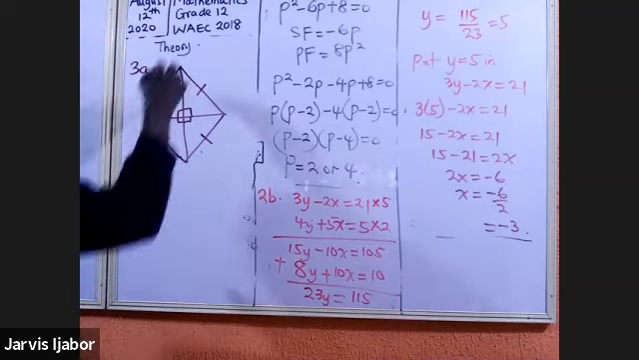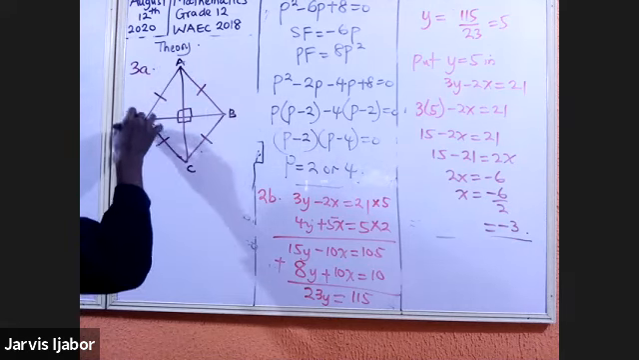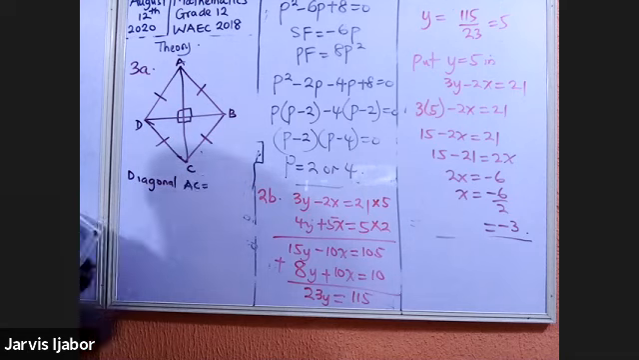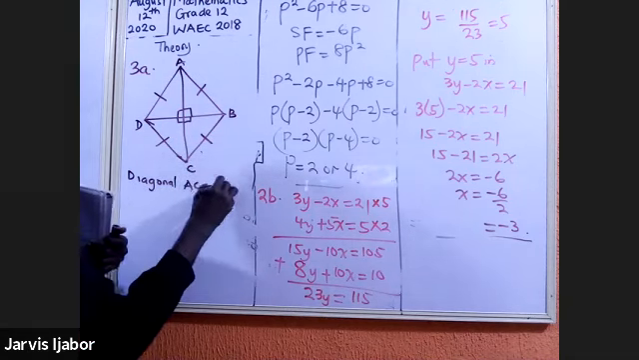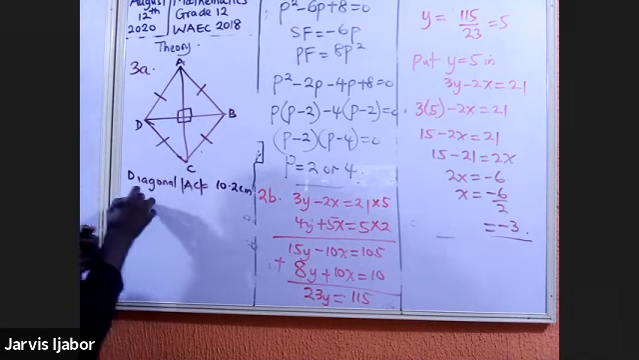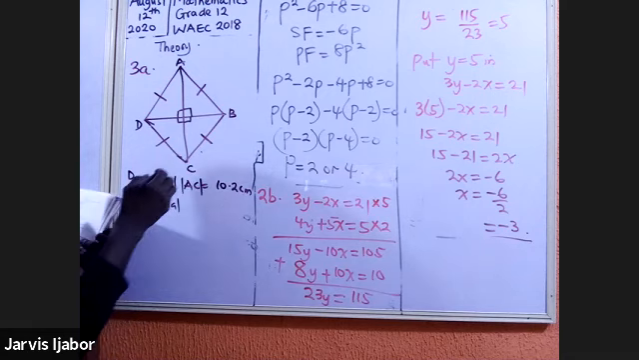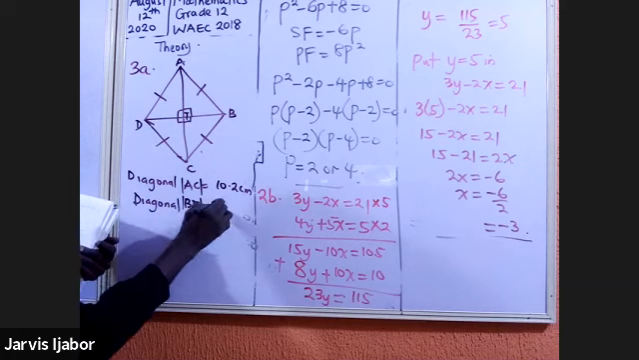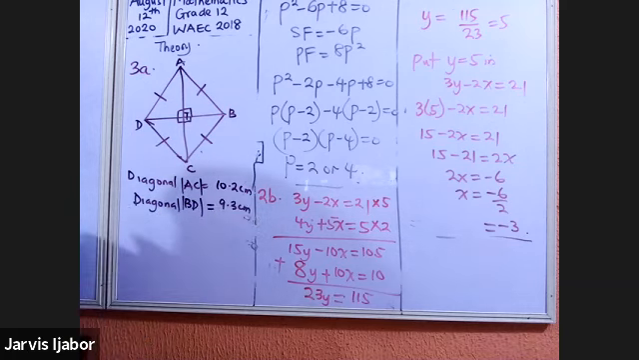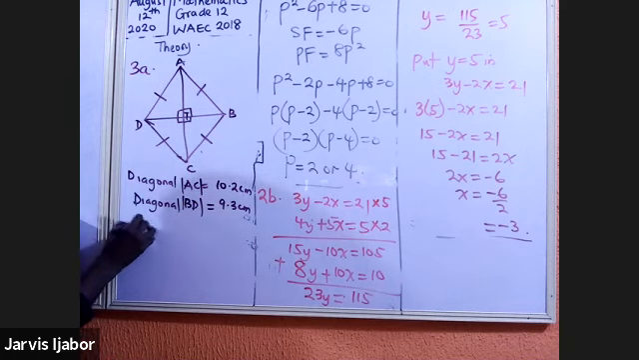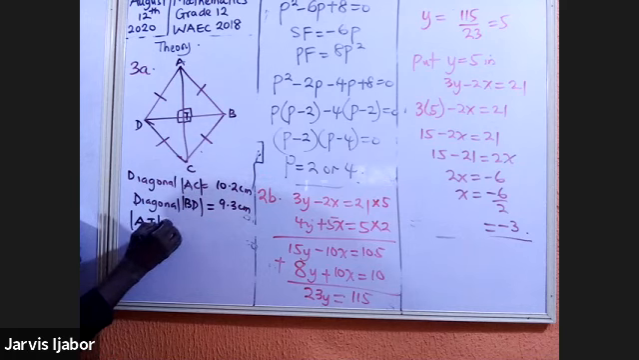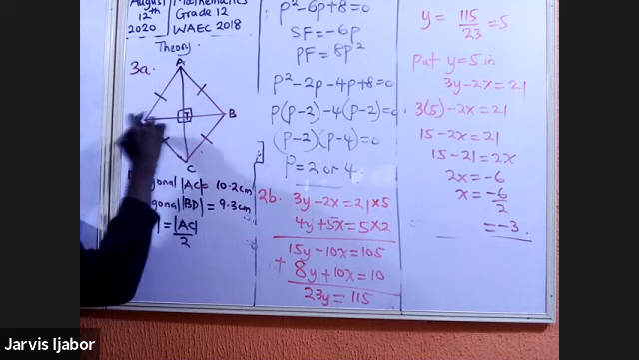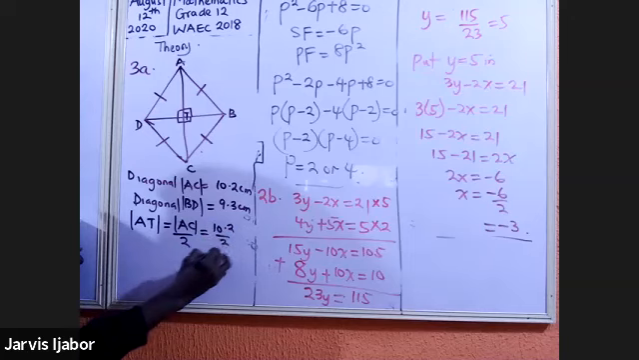So let's say this is A, this is B, this is C, and this is D. Now I can say diagonal AC is equal to 10.2 cm and, calling where they meet T, the center point, diagonal BD will be 9.3 cm. So, because of this property, AT will be equal to AC divided by 2. And that will be 10.2 divided by 2, and that will be 5.1 cm.